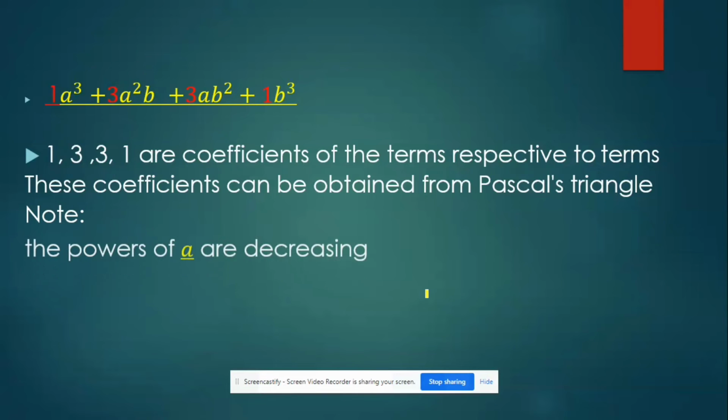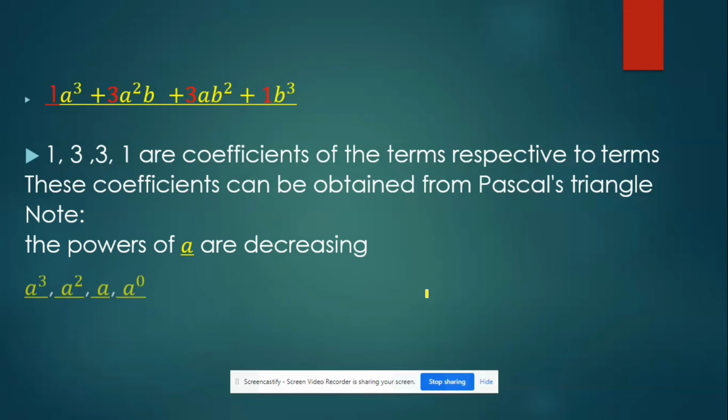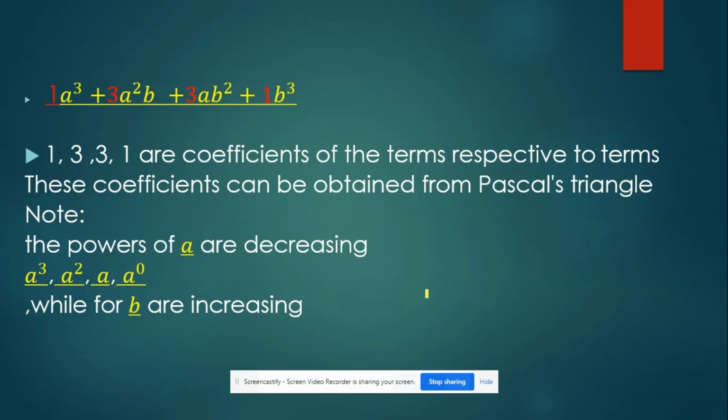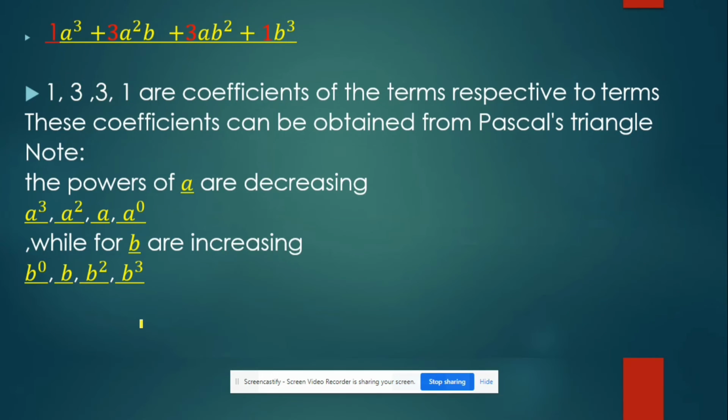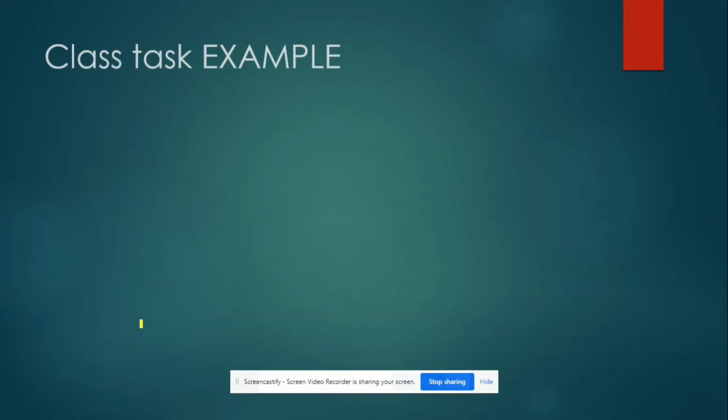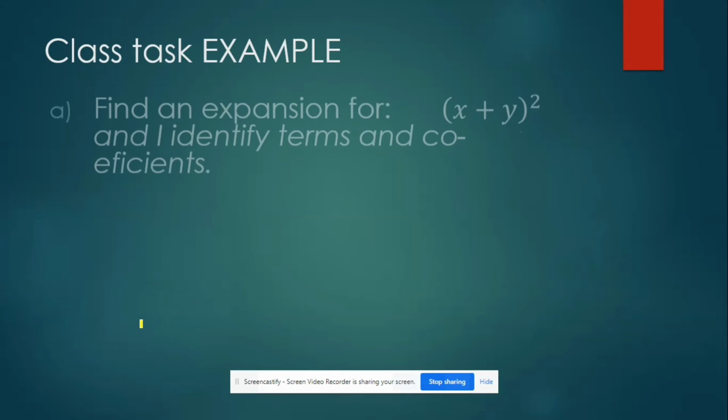We note that the powers of a are decreasing. When you look at there, you can see the powers of a are decreasing, a cubed, a squared, a, a to the 0. While for the b, the powers of b are increasing. You can see b to the 0, 1, 2, 3. Good. Now, let us do this example here.